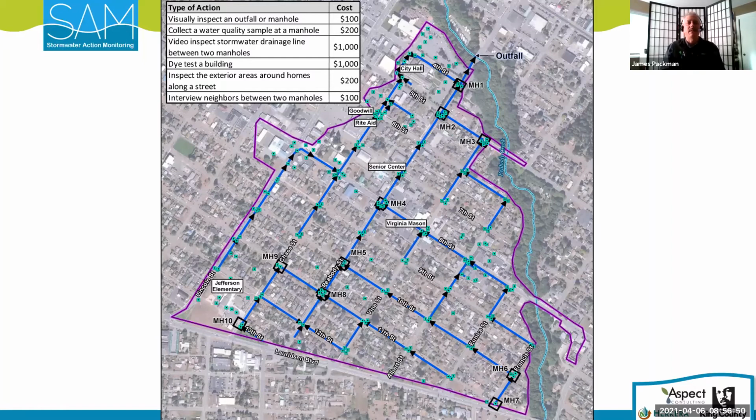So they decide, what do we do next? Do we visually inspect a manhole? Do we dye test a building? And then they keep track of their costs. And as I said, the winner, quote, winner, is the team who finds the most illicit connections and illicit discharges for the least cost.